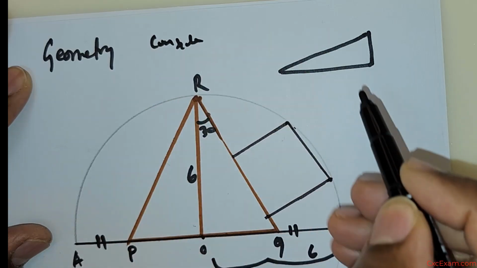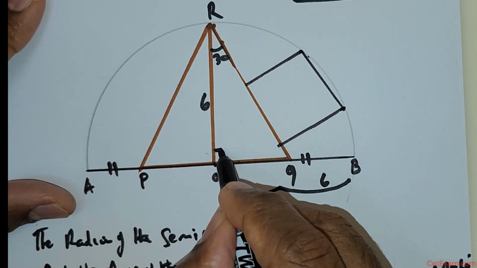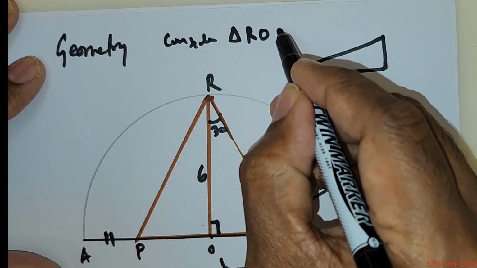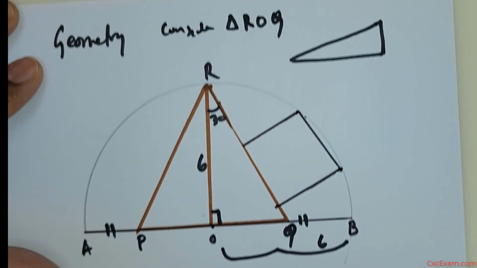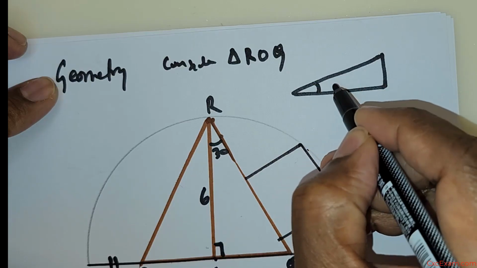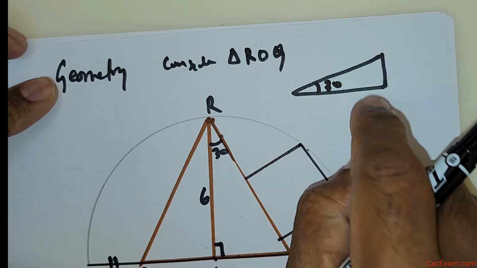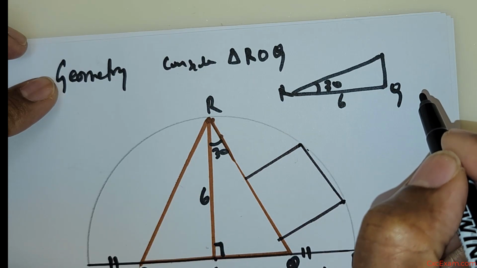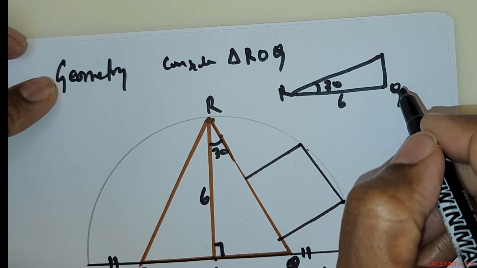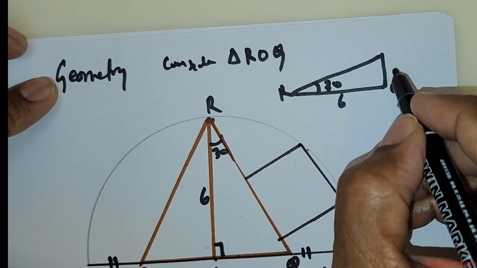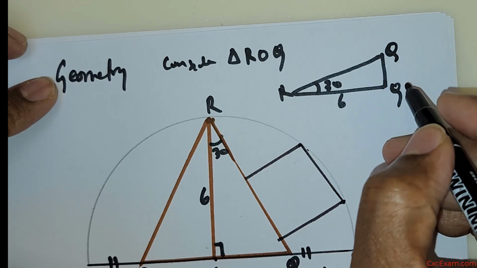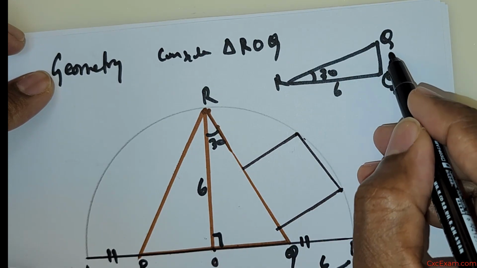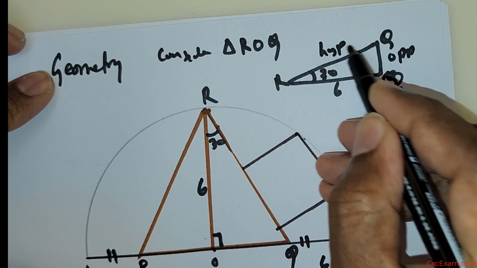So if I were to consider, clearly this is 90 degree. Consider triangle ROQ. This is Q. Then this is 30 degrees. This length is 6 units. This is my R. This is my Q. And this is my O. This is my Q. And this is my O. Okay, so this is my opposite side, this is my hypotenuse side.